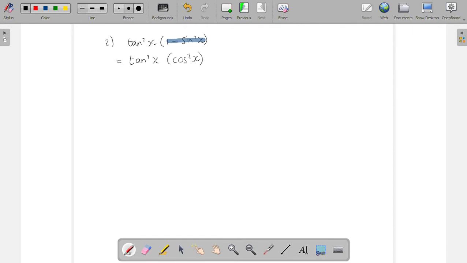What do I do next? Mooi, jy kanselleer like that. You have to do the second step, or can you just go to the third step? You can go to the third step. And these two cancel out one another, and you are left with sine squared x.